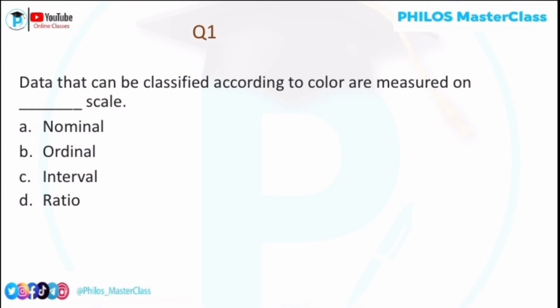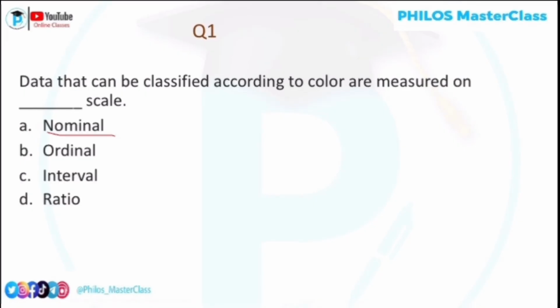Question 1 says, data that can be classified according to color are measured on dash scale. When you classify data according to color, for instance, hair color, eye color, t-shirt color, and the likes, then it will be on nominal scale of measurement. So the correct answer to question 1 is option A, nominal scale of measurement. So let's proceed to the next question.